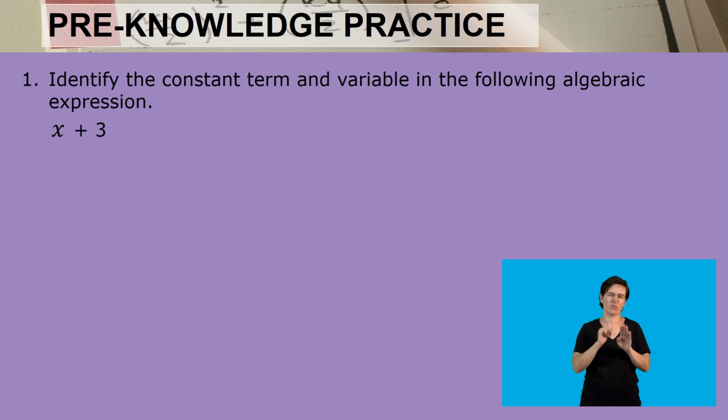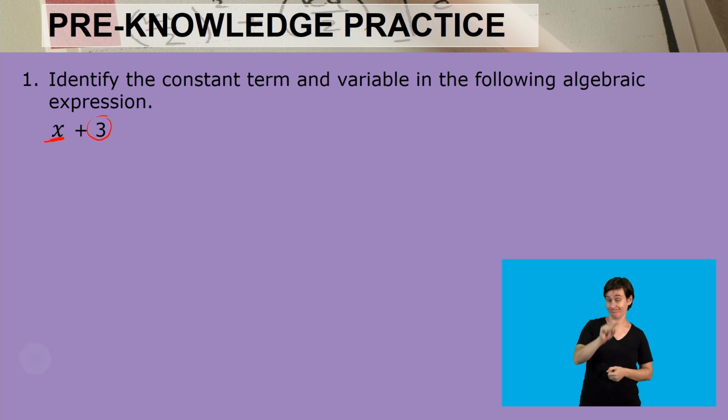Number 1, identify the constant term and variable in the following algebraic expression, x plus 3. It's a binomial, an expression that has two terms, and we look at the first one. X is the variable and 3 is the constant. X is a variable because it can be represented by any number, and yet 3 is constant. It does not change throughout the expression.